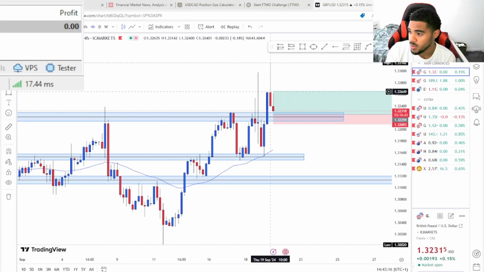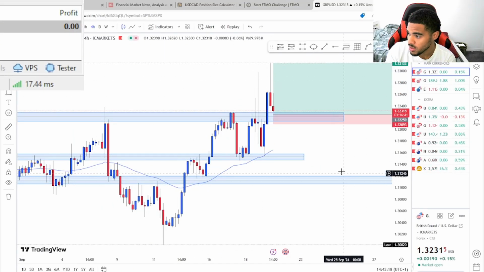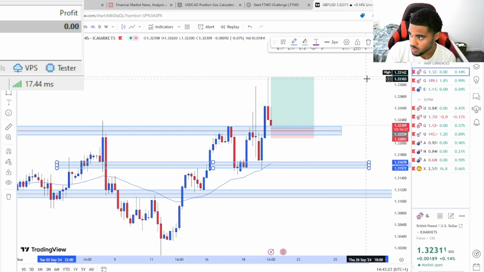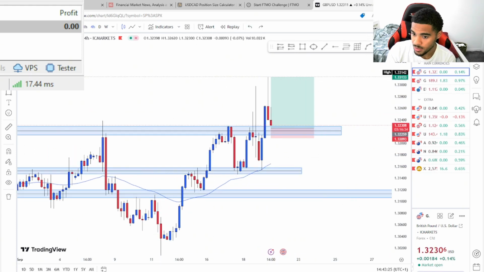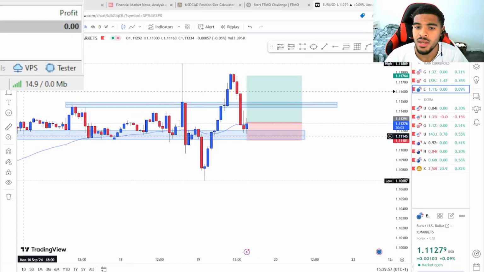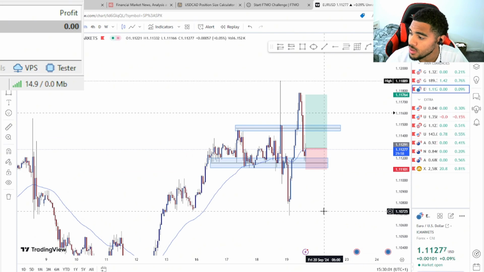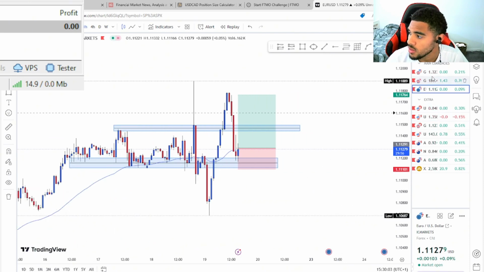So also got GBP USD as well playing out quite nicely. So we'd have to see what happens with this one. Could potentially get another trade either on this or on USD CAD. So in a little bit of a predicament, not too sure which one I want to go in with. All trades do look quite good.